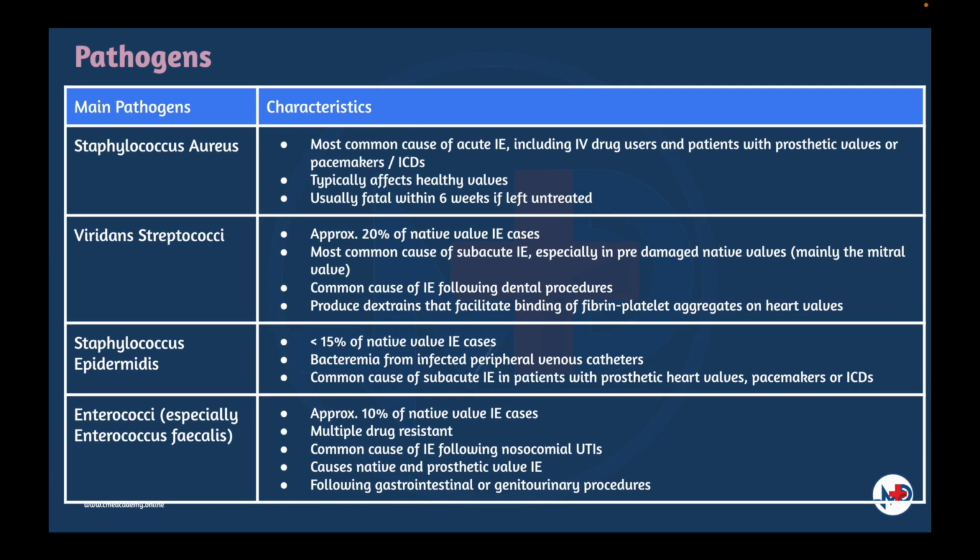Staphylococcus aureus is now the most common cause of infective endocarditis. It is particularly common in acute presentation and amongst intravenous drug users. Historically, Streptococcus viridans was the most common cause of infective endocarditis. This is no longer the case except in developing countries.